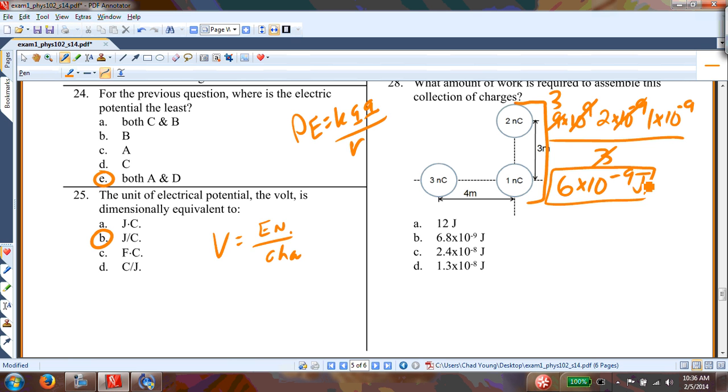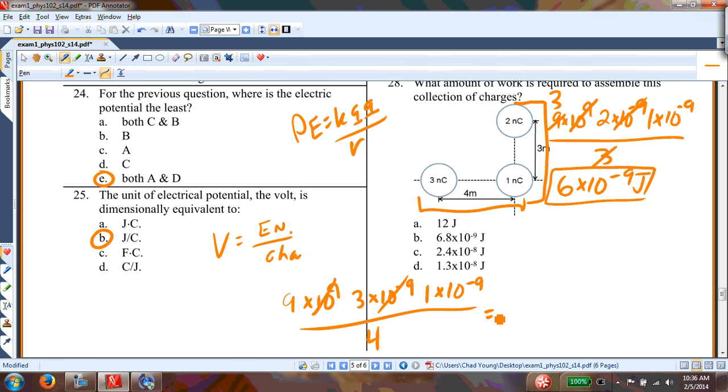And then we need to do that twice more. So let's calculate the potential energy due to those 2 charges. It's going to be 9 times 10 to the 9th, 3 times 10 to the minus 9, and 1 times 10 to the minus 9, divided by the distance between them, which is 4. Let's see, so that cancels, 27 over 4 times 10 to the minus 9.